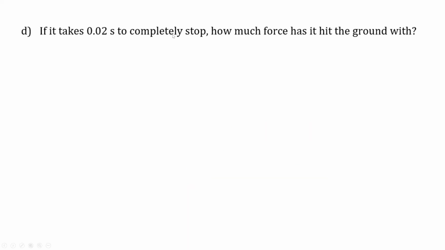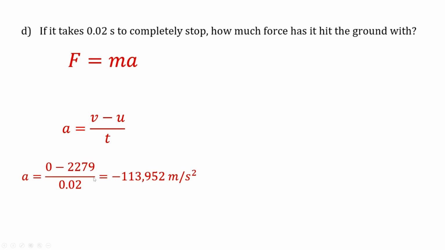If it takes 0.02 seconds to completely stop when it hits the ground at that speed, how much force does it hit the ground with? F equals ma. But we need to work out what the acceleration is, don't we? Acceleration is final velocity minus initial velocity over time. The final velocity is 0. The initial velocity was 2,279 meters per second, divided by 0.02. So the acceleration is negative 113,952 meters per second squared.